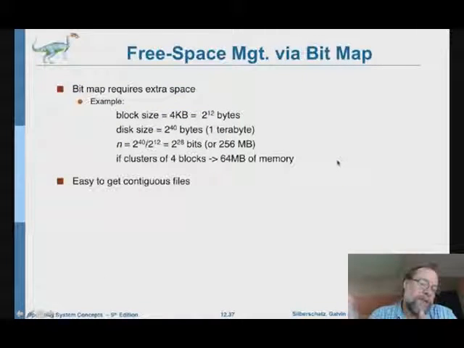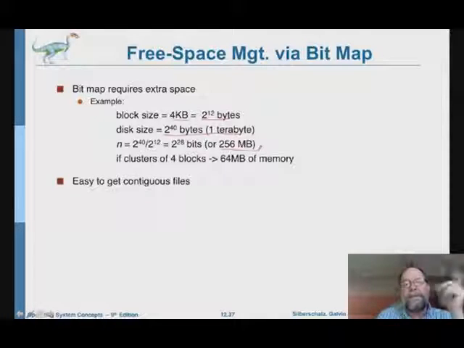It does, of course, require space. You have to store the free bitmap someplace. Here you can see, if the block size in our hard drive is, say, 4 kilobytes, that's 2 to the 12th bytes. Our disk size is 1 terabyte, 2 to the 40th bytes. Then the size of our bit vector is going to be about 256 megabytes. Well, it's pretty big, but not that big compared to a terabyte.